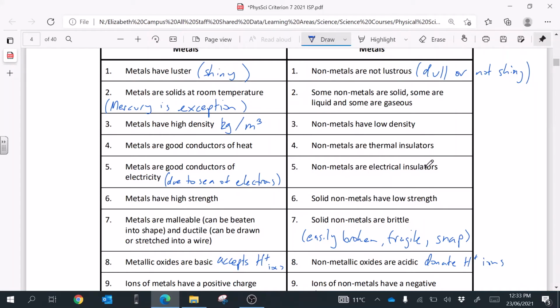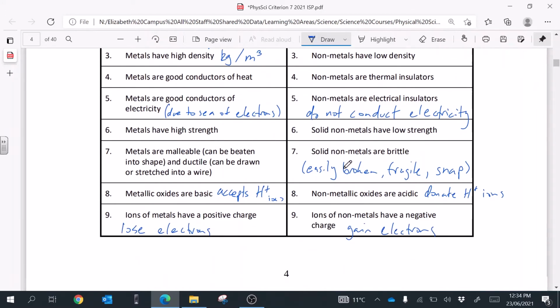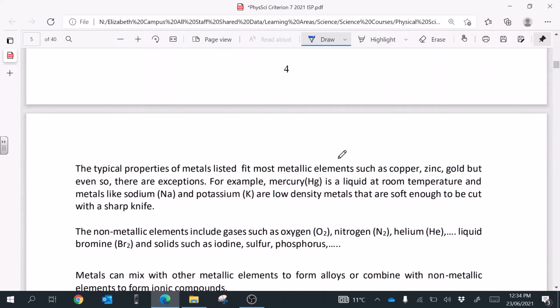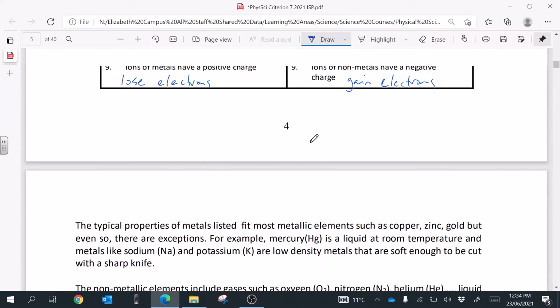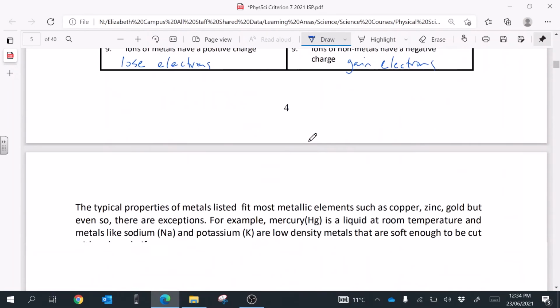Non-metals are electrical insulators. They do not conduct electricity. That's what an insulator is. And similarly, if they're thermal insulators, they do not conduct heat, so just the opposite of metals. So that's some ways we can, if we're not sure if something's metallic or non-metallic, use those properties to determine whether they are a metal or a non-metal.